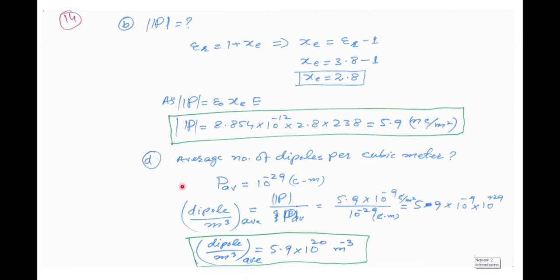Now we are asked to find the average number of dipoles per cubic meter. We are given the average dipole moment, that is 10 power minus 29 coulomb meter. The average value of dipoles per cubic meter becomes equal to polarization magnitude divided by the average value of dipole moment, which results in 5.9 into 10 power 20 per cubic meter.